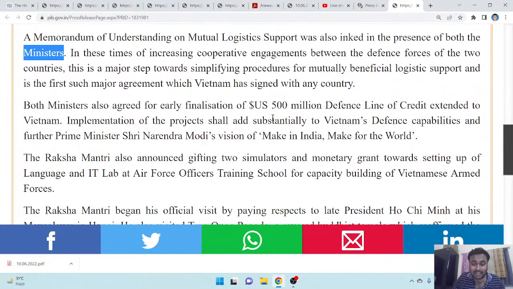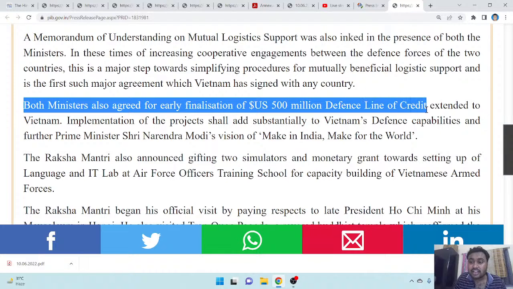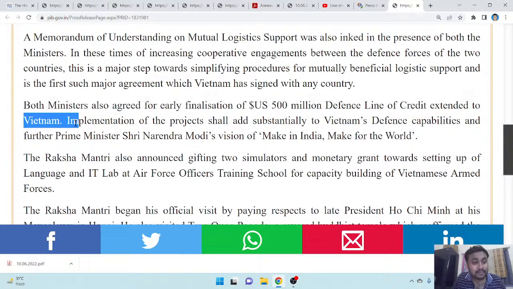Also, this is another important thing: both ministers also agreed on early finalization of the US 500 million defense line of credit extended to Vietnam. So India will give a 500 million line of credit, meaning India will give 500 million, and with that 500 million Vietnam has to purchase defense equipment from India, and when it matures Vietnam has to repay that 500 million back to India with interest.